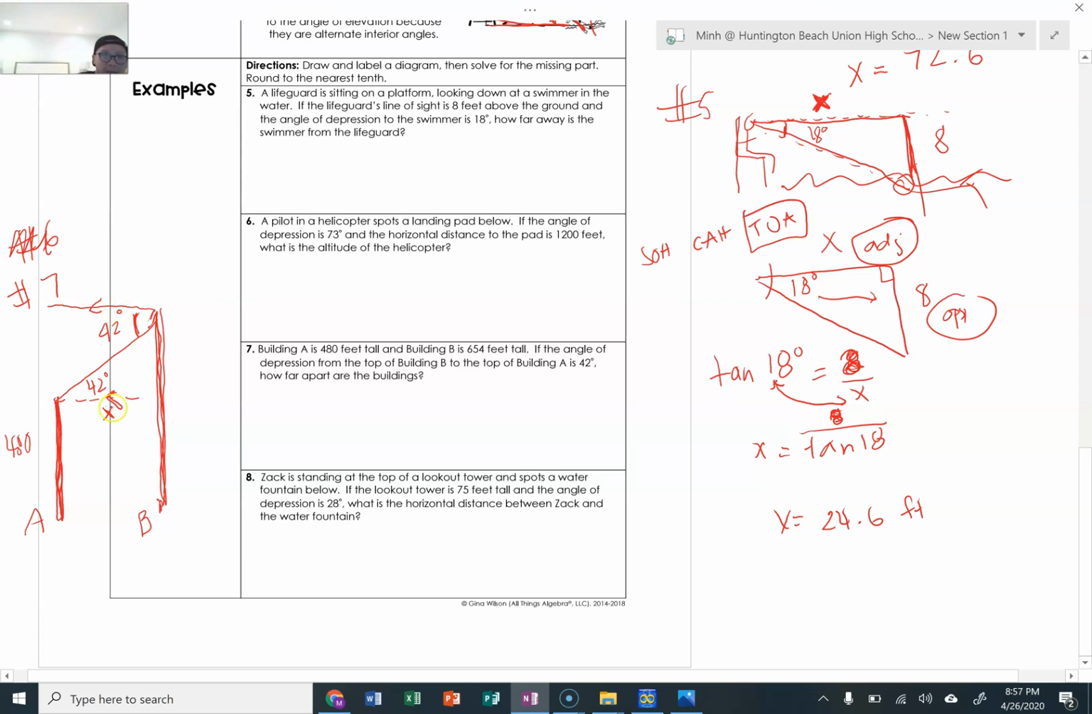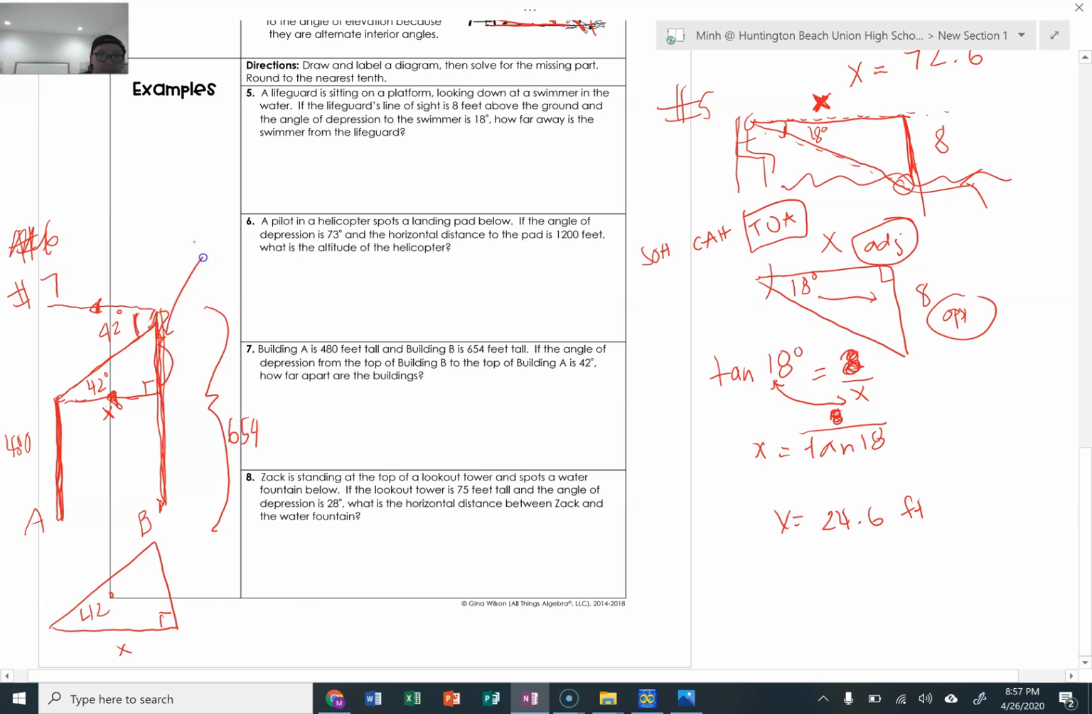And so we have another right triangle over here. So let's redraw that. Right angle over here. That's 42. And that's the x. So things look a little bit easier to see. But here's the thing. We're missing a side. We know earlier that the distance from here to here, building B, is 654 feet. So we need to find the distance from here to here.